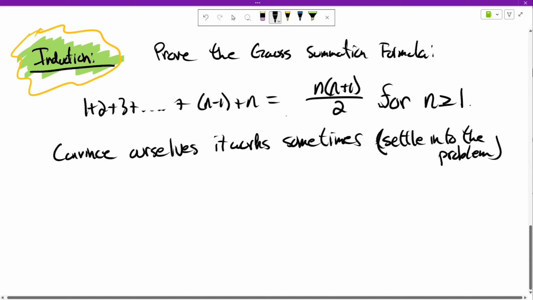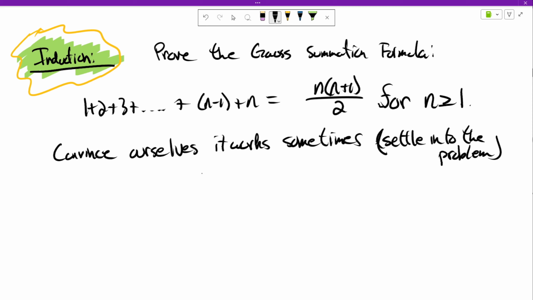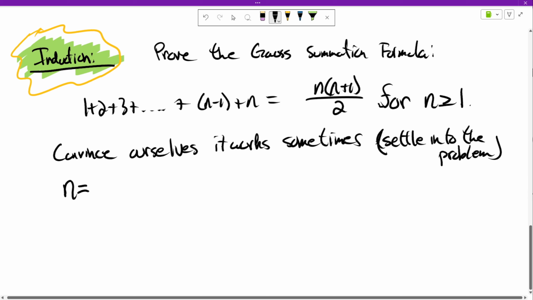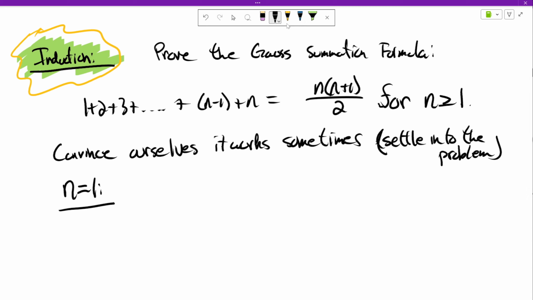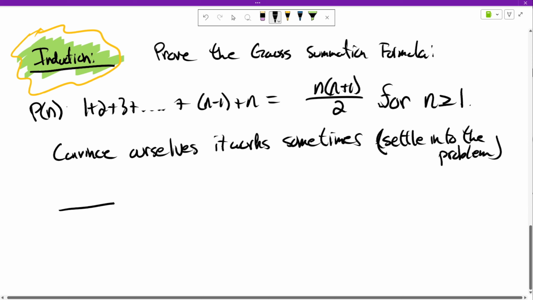What that means in terms of this problem is let's plug in small values for n and just verify that it's true. So if n is equal to 1, what does our statement about natural numbers say? In fact, let's have some more notation. We have this statement P(n), for each n. And let's write out what P(1) says.